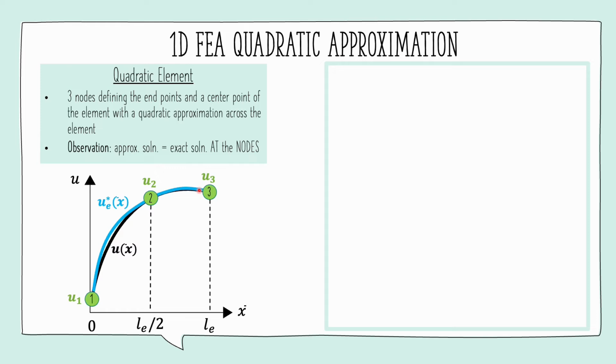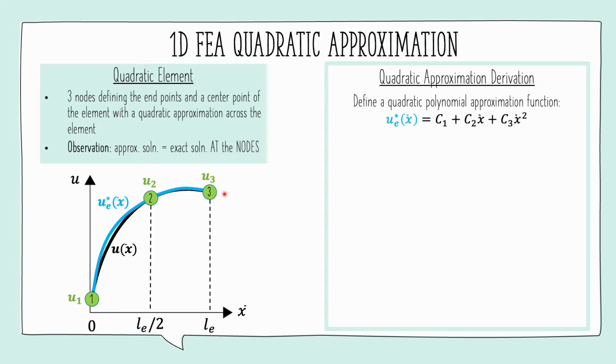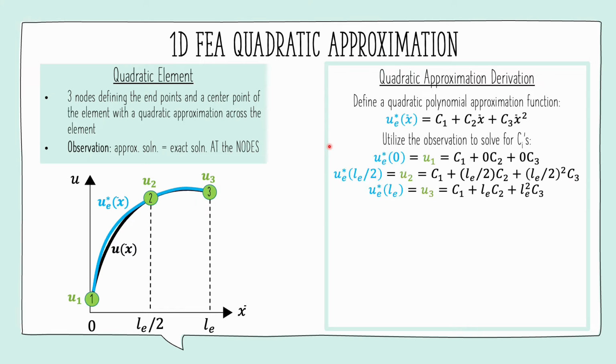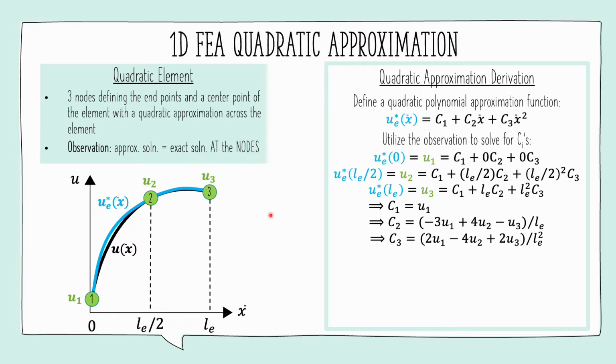And by doing this, you can see we now develop this quadratic approximation between the nodes and over the element. Now to develop our quadratic approximation function, we start by defining a quadratic polynomial approximation function, which is given by the following. And again, we utilize the observation that our approximate solution must equal our exact solution at the nodes, such that we can develop three equations that allow us to solve for our three unknowns, C1, C2, and C3. So if we do the math, we end up with the following.